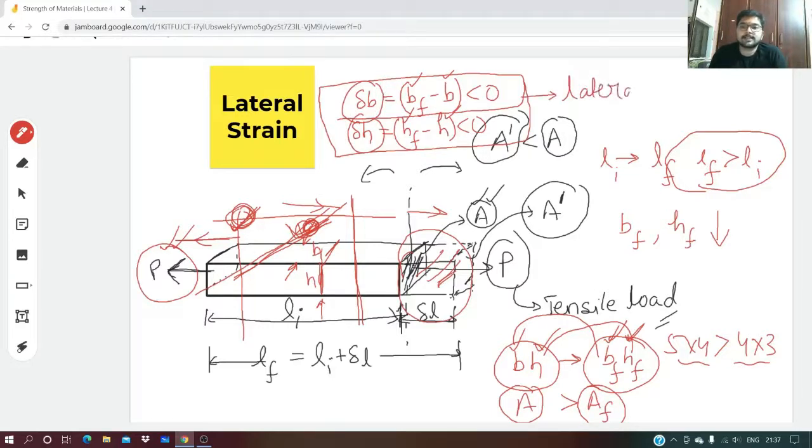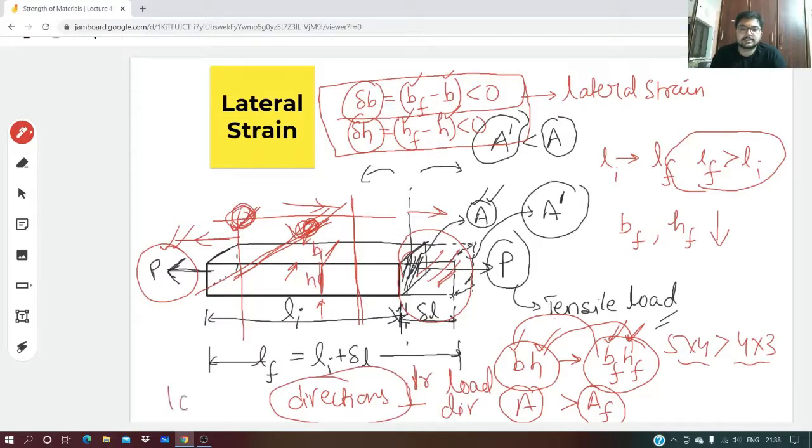Why do I say lateral strain? Because those directions which are perpendicular to the load direction are called lateral directions, and strains occurring in those directions are called lateral strains. Breadth is in a lateral direction, height is in a lateral direction with respect to the length.